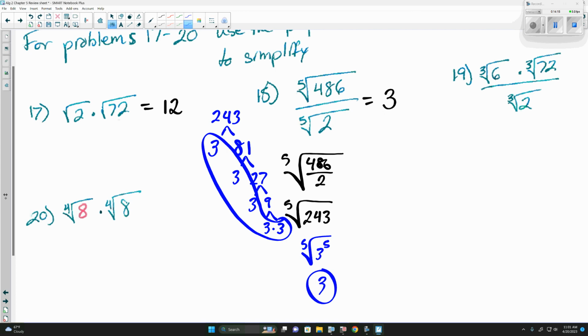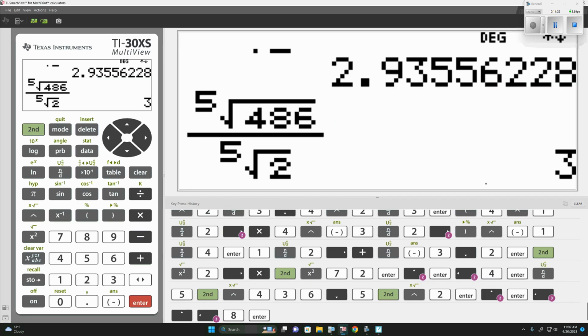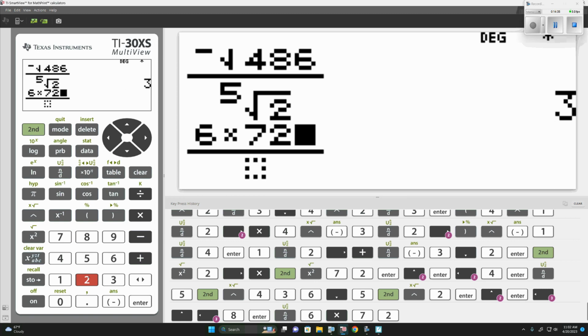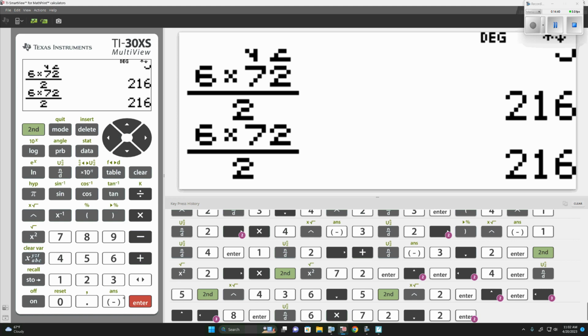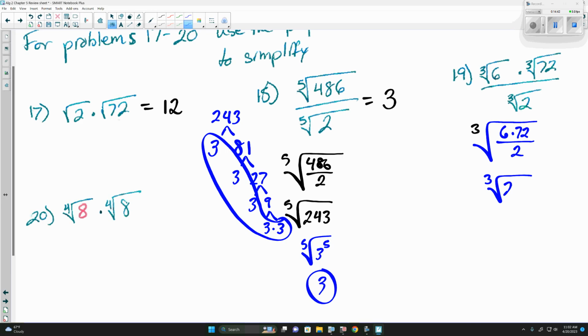Now, if we look at 19, they all have a cubed root. So we can put them all together. It'd be 6 times 72 divided by 2. At this point, we can simplify what's inside the radical, 6 times 72 over 2. So we can plug that into the calculator. 6 times 72 all over 2 is 216. So we're looking at the cubed root of 216.